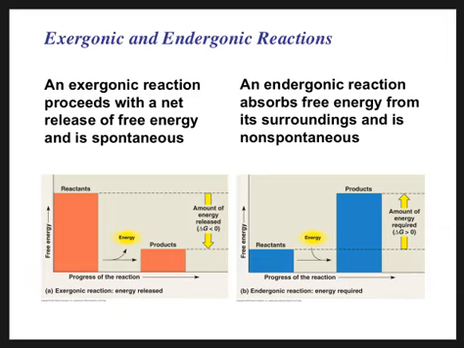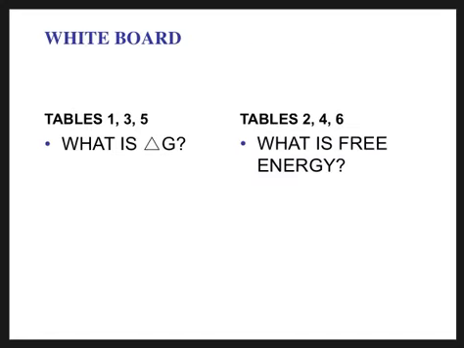So exergonic reactions proceed with a net release of energy. They're considered spontaneous. Endergonic reactions absorb free energy from their surroundings, and they're considered non-spontaneous. I have to put energy in to make that reaction go. All right, so at this point, you should be able to tell me what delta G means and what free energy is. You pause, I'll count to 5 and we'll advance.